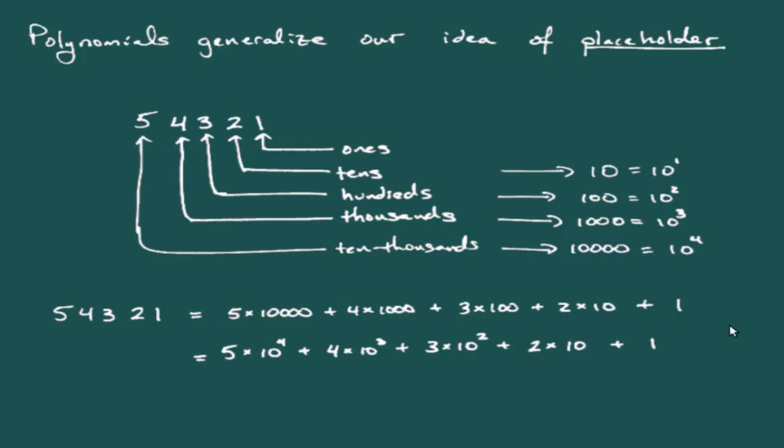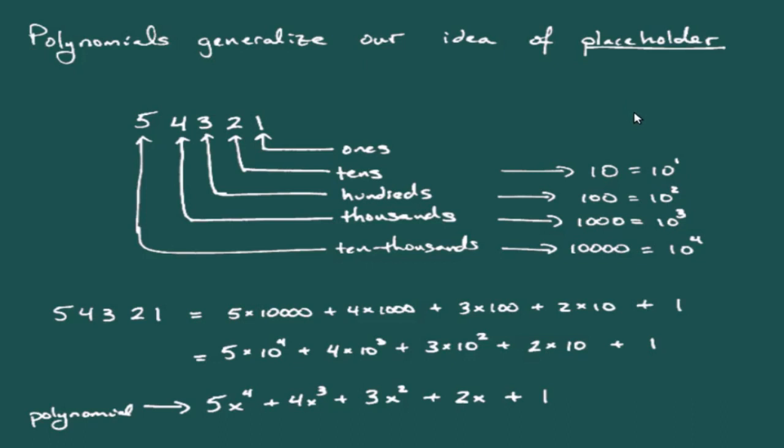Well, there's really not that much of a difference between writing it that way and writing 5 times x to the fourth power, plus 4 times x to the third power, plus 3 times x squared, plus 2 times x plus 1. So polynomials are really just this generalization of the placeholder that we use when you were learning about your numbers way back at the beginning. So we're just extending that a little bit.